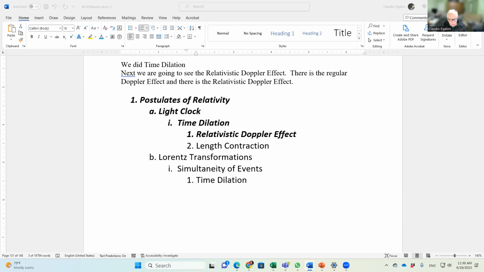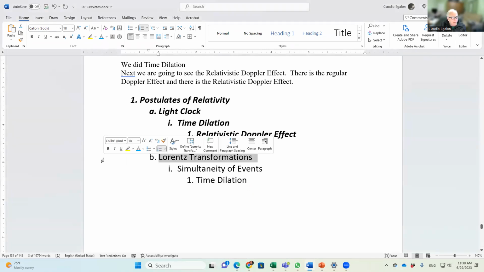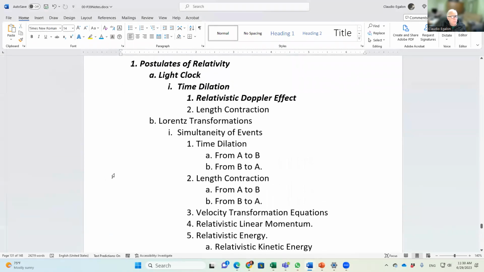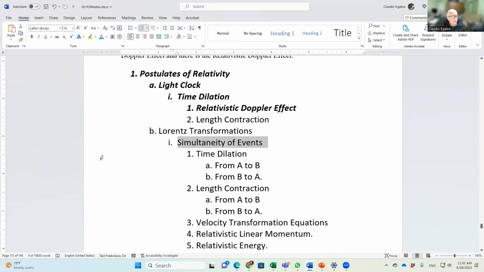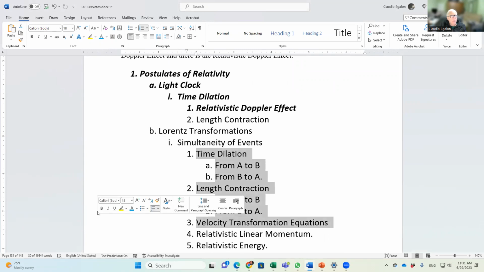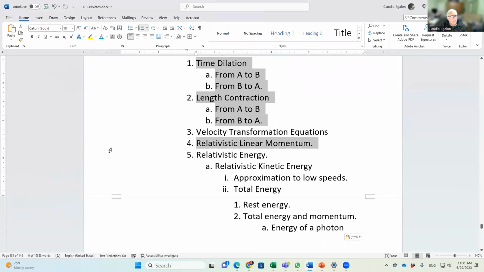The Lorentz transformations are far more powerful than the light clock. Here you go. Lorentz transformation, simultaneity of events, time dilation, length contraction, right? And then we have the velocity transformation equations. We have the relativistic linear momentum, the relativistic energy, relativistic kinetic energy, and so on, okay?